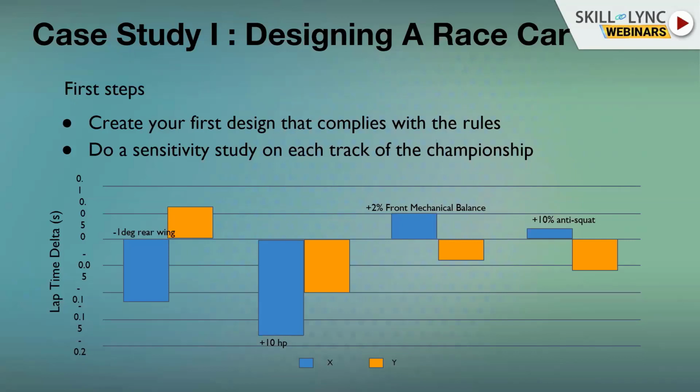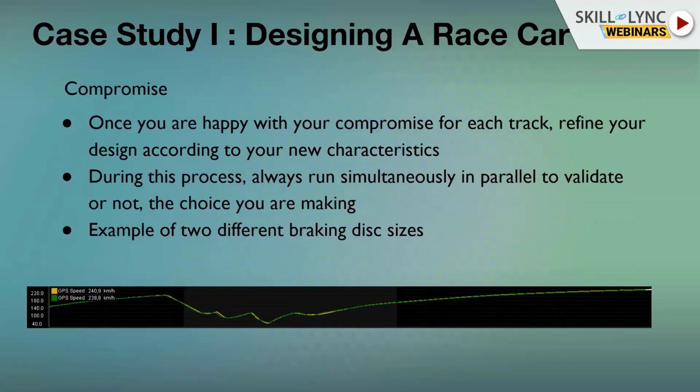But to start with the design, you first have to get the metrics. So you have to know which way to go in terms of design. So that's why lap time simulation is really mandatory to design a race car, because it allows you to make a strategic choice when designing a race car. As I told you, designing a race car is based on compromise. So you have to know which championship you will run, which races and which circuits you will visit. And once you are happy with the compromise you've done, you can refine the design according to the new characteristics.